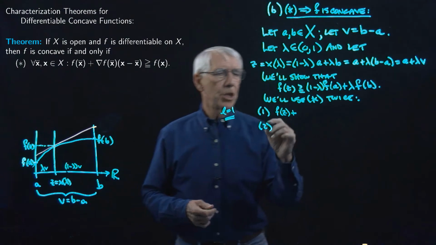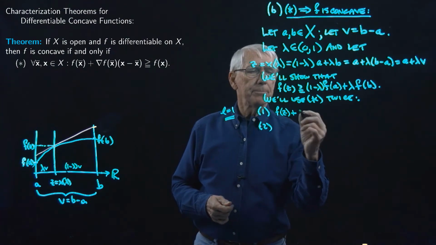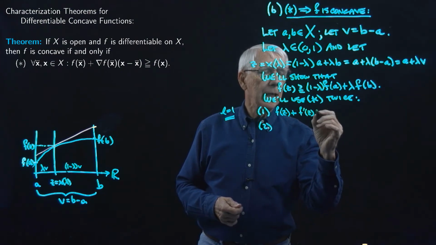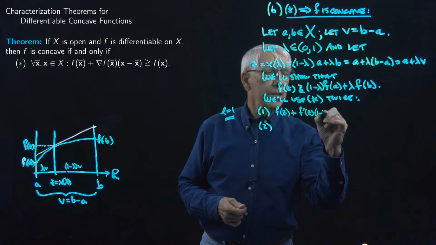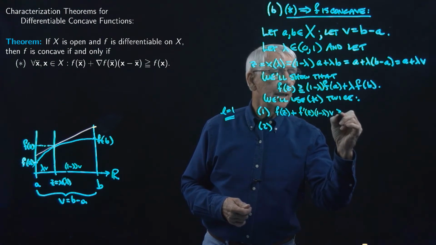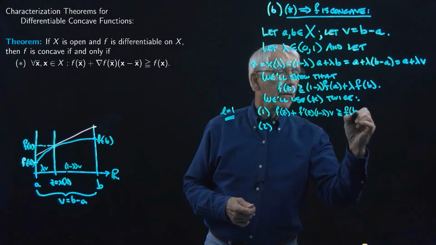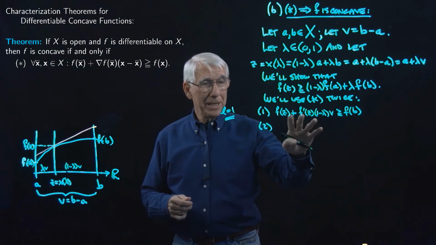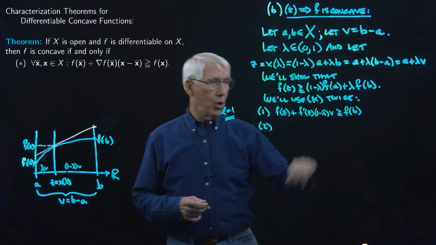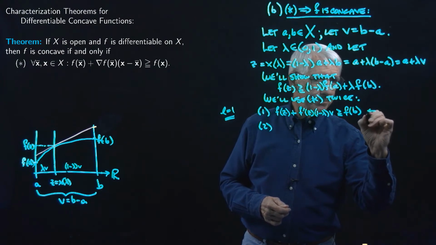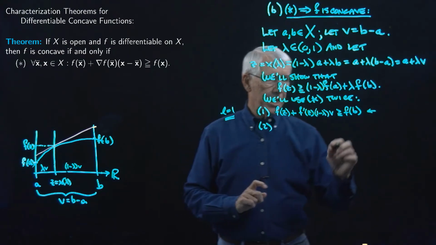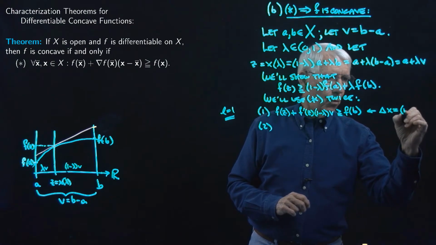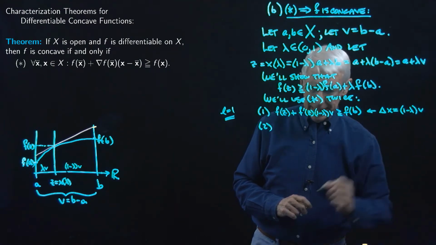multidimensional domain. So here we have f of z plus f prime at z times 1 minus lambda times v is greater than or equal to f of b. Now, that is presumably kind of mysterious. Where did I get that from? And so first let me point out that what I'm doing here is I'm writing, for delta x, 1 minus lambda v.